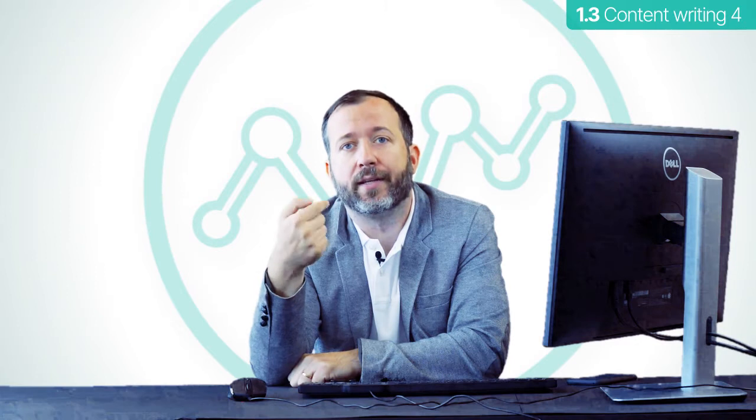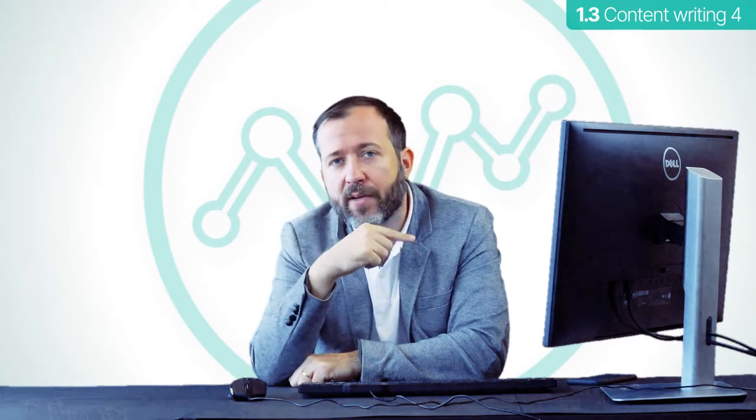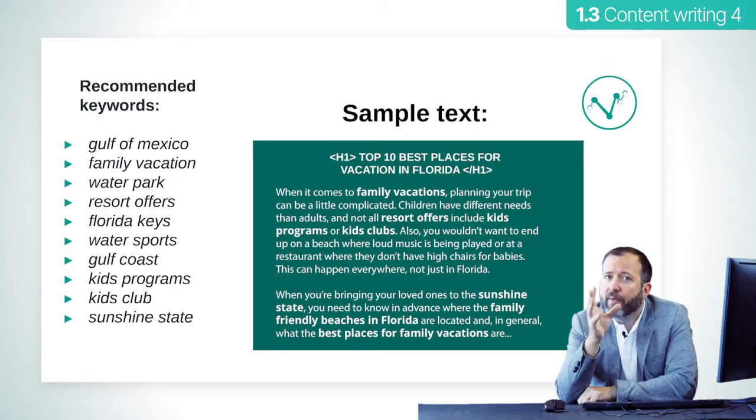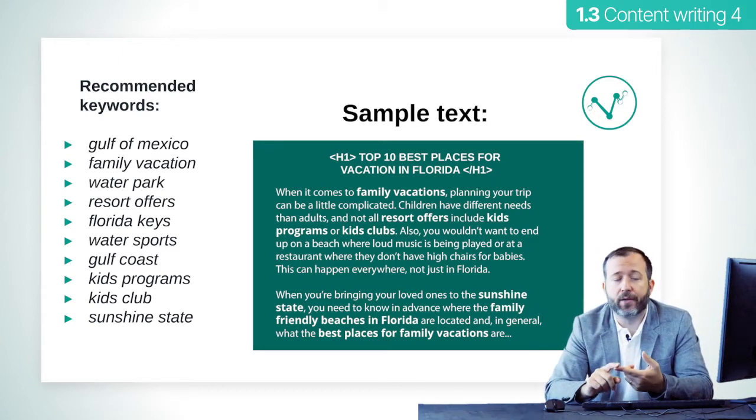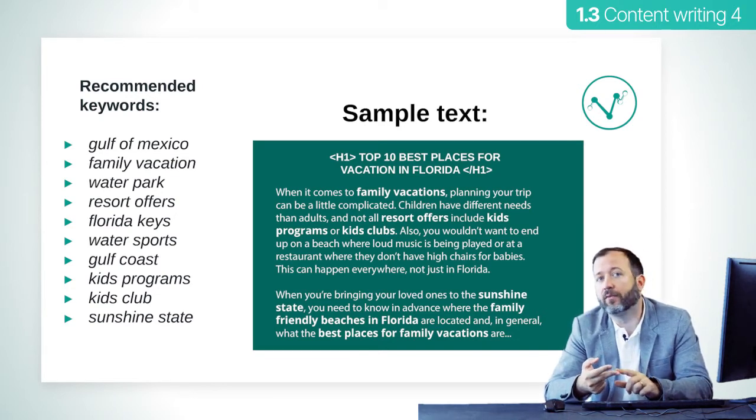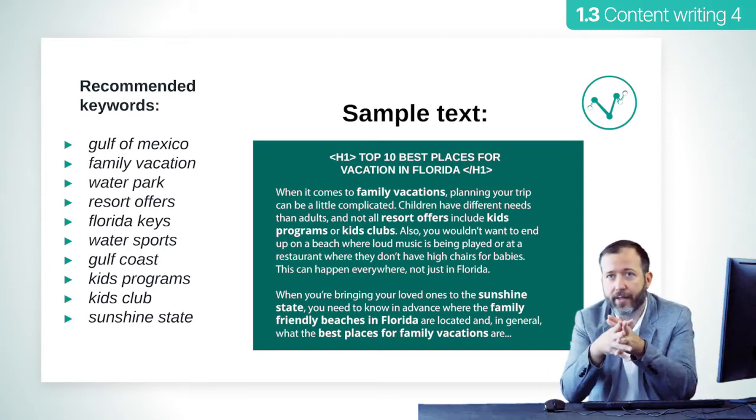Don't forget to also use the words that tools such as SEMrush suggest in order to provide that semantic context for search engines to understand and interpret. If you remember it from a previous video. For your post on family-friendly tourist destinations in Florida, our given example, some other expected words are Gulf of Mexico, family vacation, water park, resort offers, Florida Keys, water sports, Gulf Coast, kids programs, kids club, and the Sunshine State.